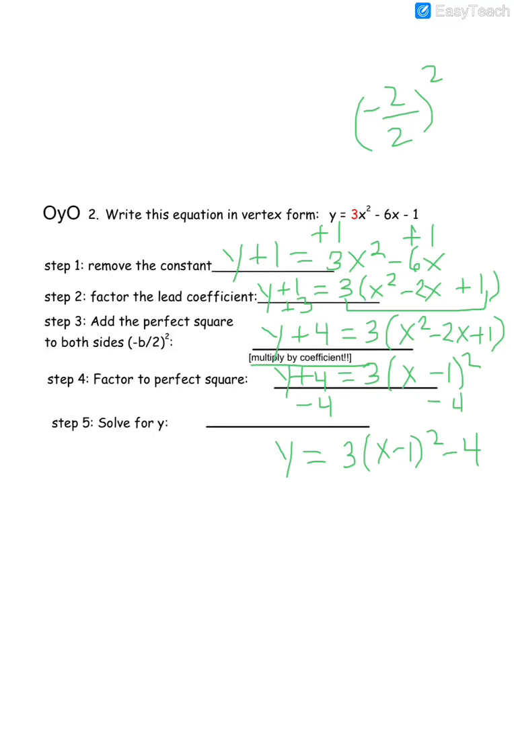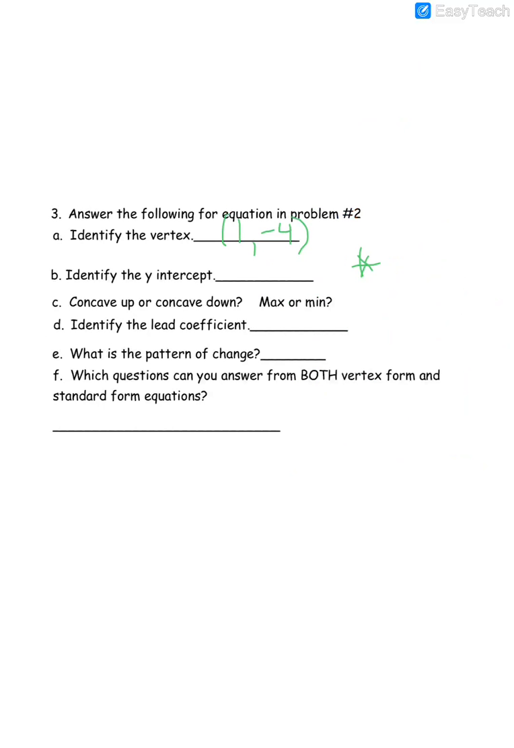I'm going to go back for a second. So I'm going to plug in this equation. Oh, I actually don't really have to. I just realized it because it's in standard form. So I could actually see the y-intercept here. That's going to help me. And it's going to be 0, negative 1. Okay. You and I discussed this. It's concave up. Is it max or min? Min. The lead coefficient was 3. What is the pattern of change? 3, 9, 15, 21.